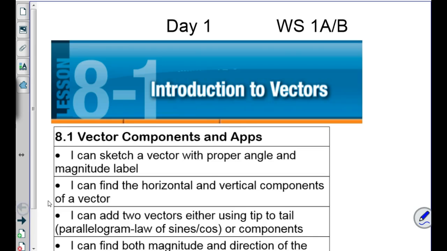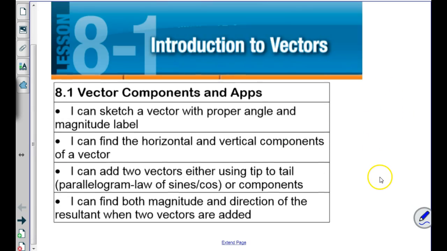Going back to talking about vectors, today we are definitely going to talk about sketching a vector. We're also going to talk about determining if something is a vector or scalar quantity. We're going to talk about breaking a vector into the horizontal and vertical components, and we'll see if we get to adding them. Okay?